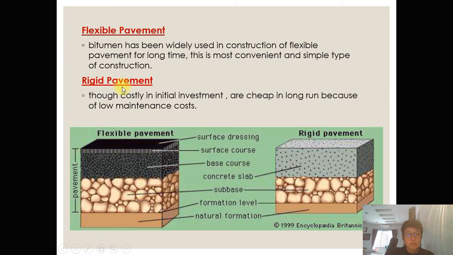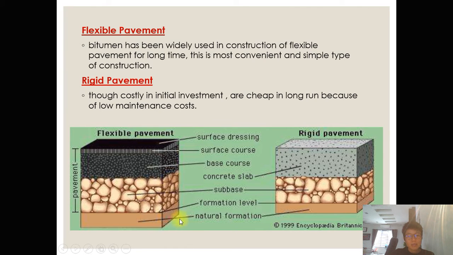As for rigid pavement, one of the typical characteristics is that it is very costly in the initial investment. You can imagine we are talking about concrete and reinforcement bars. However, in the long run, it is cheap because you don't need much maintenance. Let's take a look at the diagram here. Let's look at the more common one that we see first.